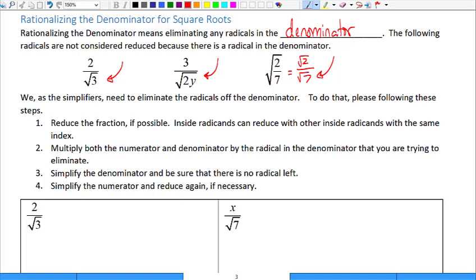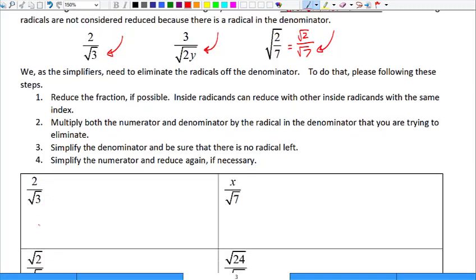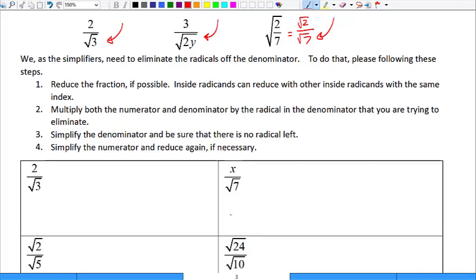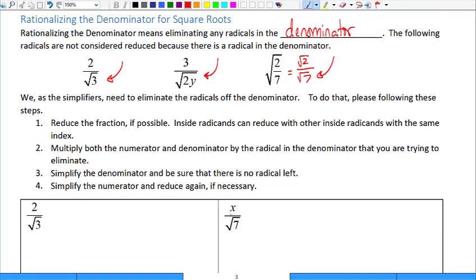So we, as the simplifiers, need to eliminate the radicals out of the denominator. To do that, we have the following steps. Step 1. Reduce the fraction if possible. We're talking about inside radicals can reduce with other inside radicals. Outside coefficients can reduce with other outside, but if you have an inside and an outside, they can't reduce. For example, the first one says 2 over root 3. 2 is on the outside, root 3 is on the inside, so those can't reduce. But if you look at the last one here, root 24 over root 10, 24 and 10 are both under the radical, and there is a common factor there, so that one you might be able to reduce. Okay, so that's what I'm talking about by reduce the fraction if possible.